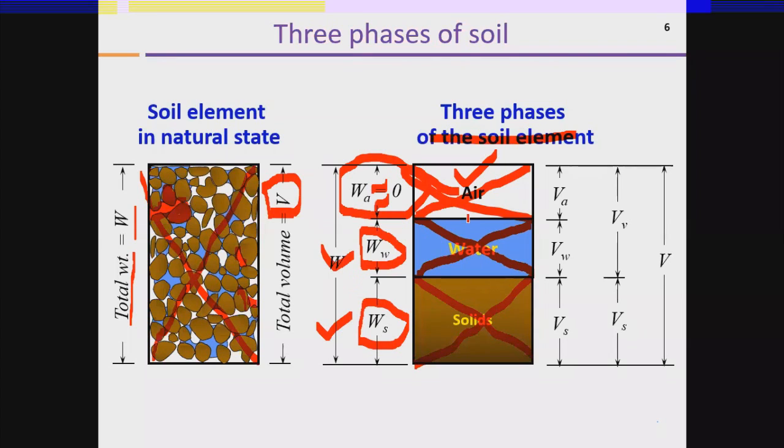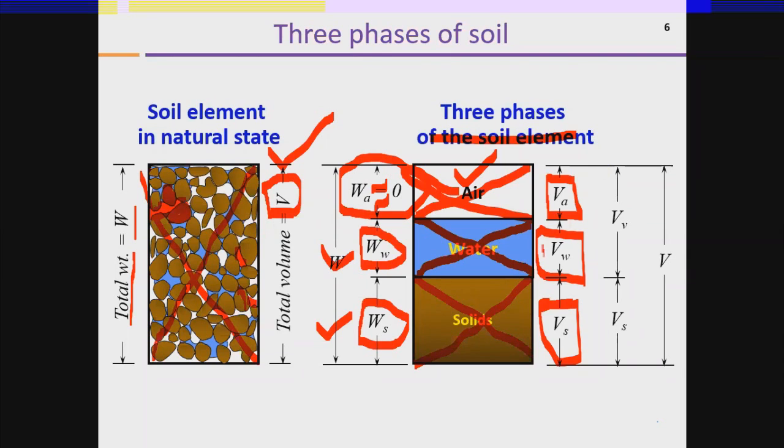Now further, this capital V volume will also be broken down into different categories like Vs, which will be known as the volume of soil solids, Vw, which will be known as the volume of water, and Va, which will be known as the volume of air present inside the voids.